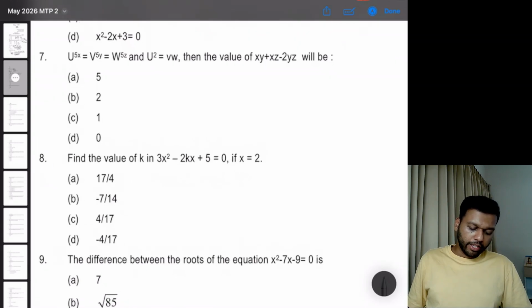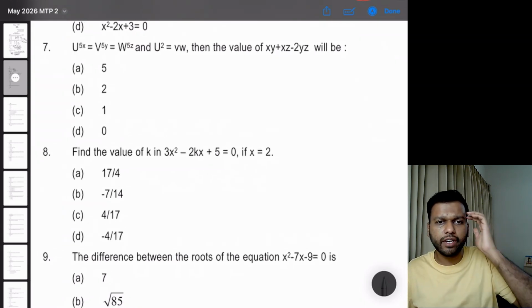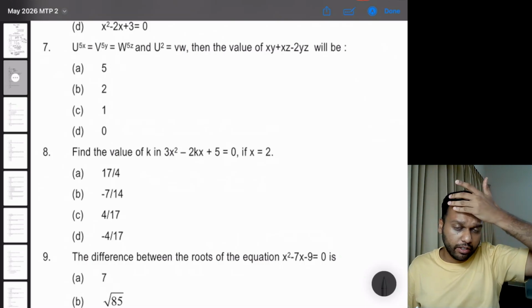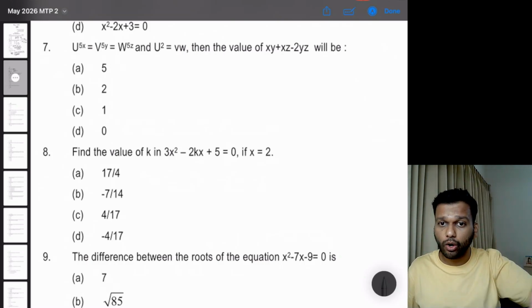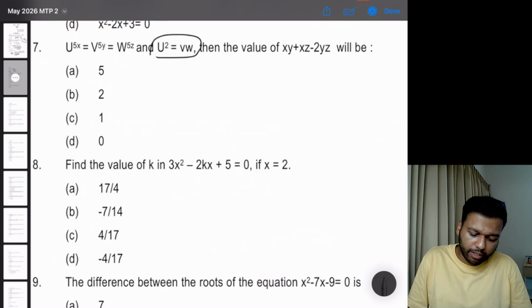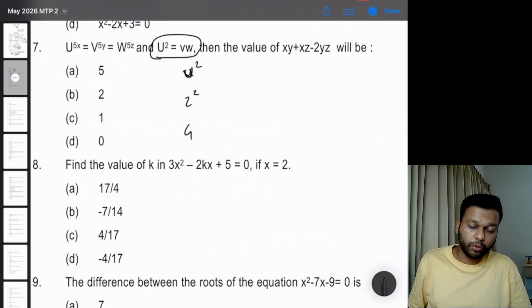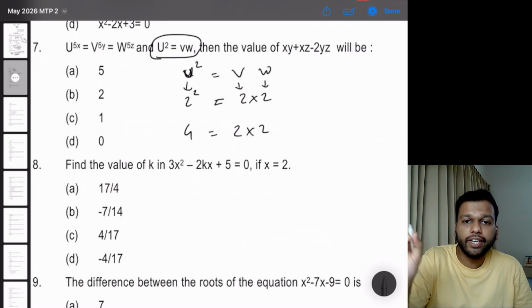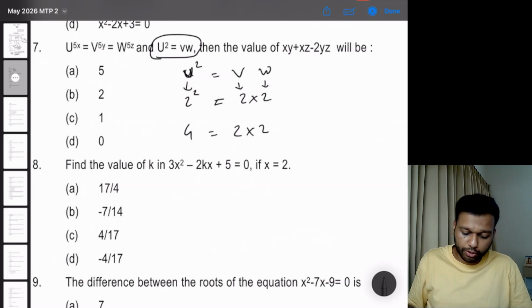Next. If u raised to 5x is equal to v raised to 5y is equal to w raised to 5z and u square is vw, then what is the value of this? You can go by assuming k and then taking log and everything, but there is a very simple way. You just need to find out u, v and w which satisfies this condition. Now see, can I just assume u as 2? Okay, so u square will be 2 square, which is 4. 4 is 2 into 2, right? So can I just assume v and w as 2 and 2? That means I am assuming everything as 2. U, v, w, everything is 2. Right? They have not given that it should not be equal, right?